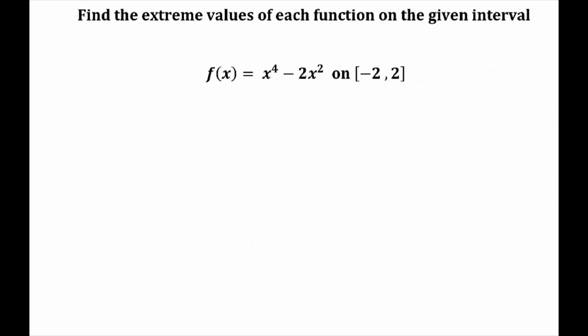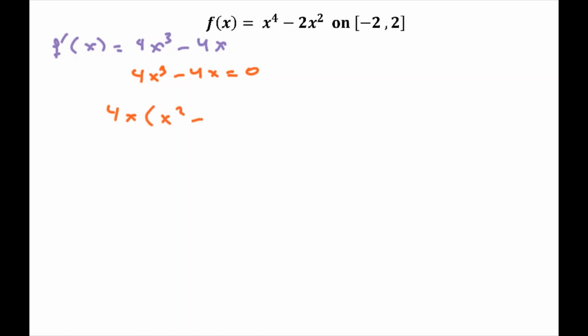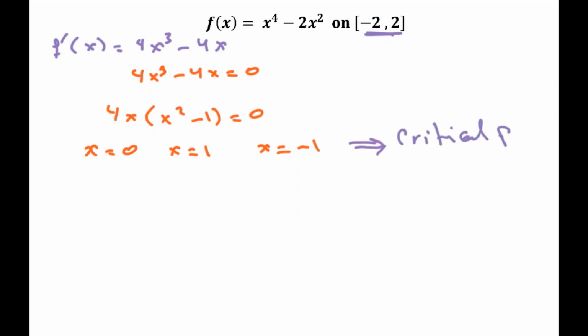So in this question, we need to find the extreme values, and we will follow the same steps. So first step, you need to find the derivative, and that's equal to 4x cubed minus 4x. Then make it equal to 0 and solve for x. Make sure that these points belong to this interval. So 0 is within the interval, 1 is within the interval, and -1 is within the interval. So these points are critical points.